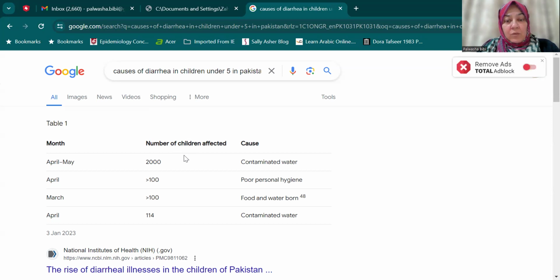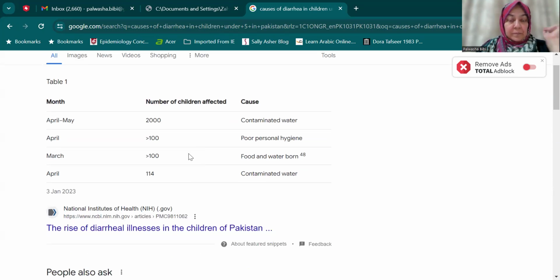See, Google just explodes into this amazing information bank. And I'll even tell you other search engines besides Google. Anyway, in the month of April and May, 2,000 children are affected. The data is coming from somewhere, I don't know from where. Contaminated water, so a cause is contaminated water. April, May, more than 100 children, poor personal hygiene. March, May, more than 100, food and waterborne. So this is information that is coming from something, okay?